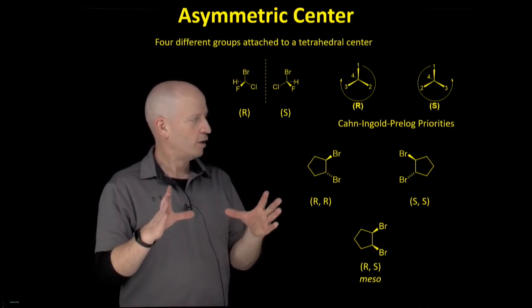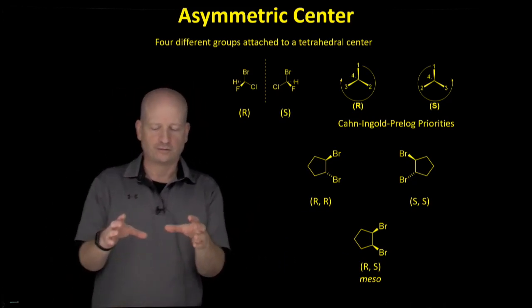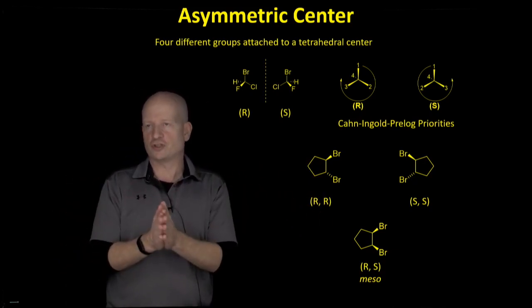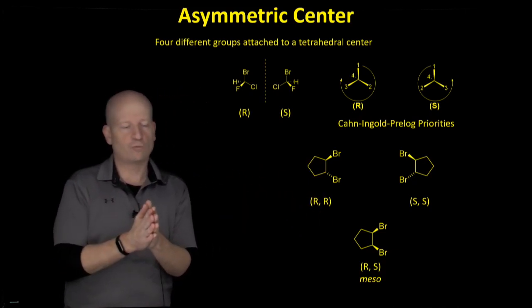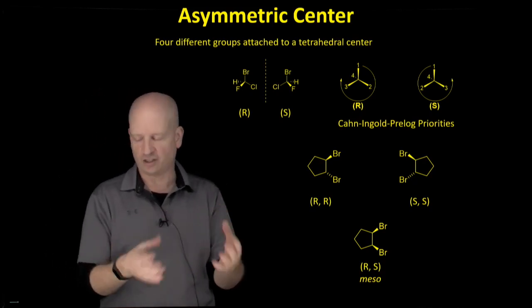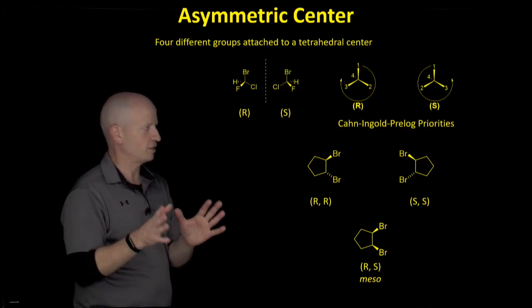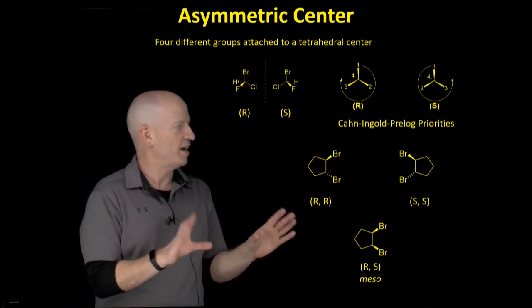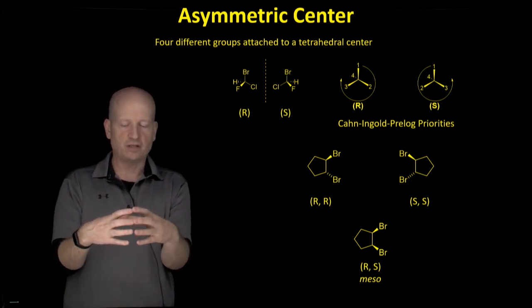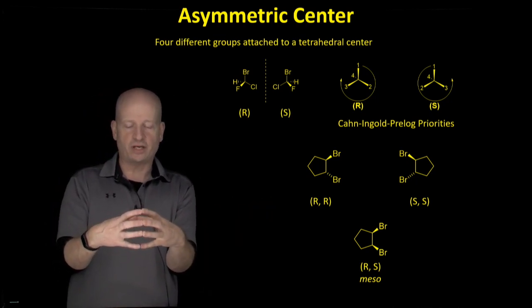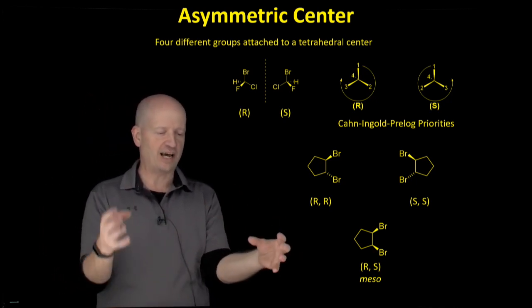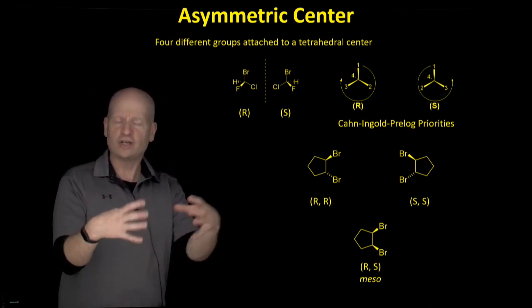The RR stereoisomer and the SS stereoisomer are mirror images of each other, what we would call enantiomers. And then we have the definition of that on the next slide. Whenever you have a molecule with asymmetric centers and you convert all of the R configurations to the S or all of the S to the R, you end up with the enantiomer.